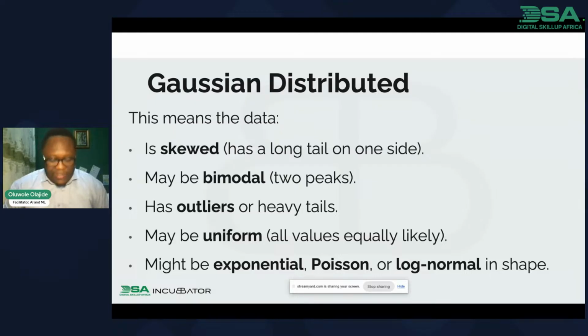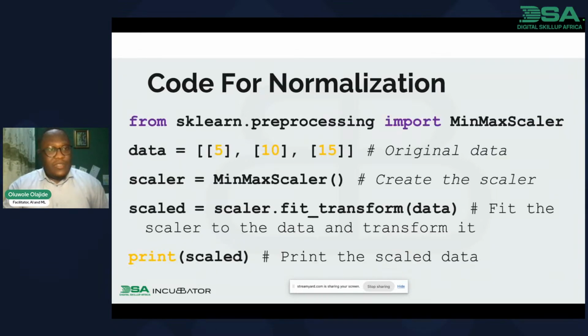What is Gaussian distribution? Okay, so that's when your data has these attributes. All right. So this is your code for normalization. Everything we teach, by Friday, Blessing will carry it out so you understand.